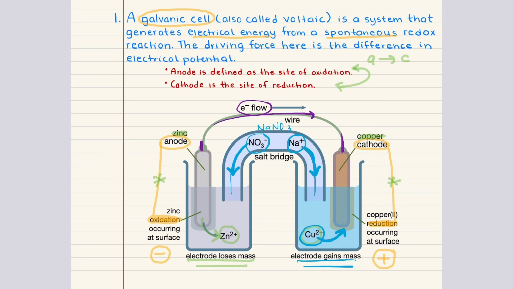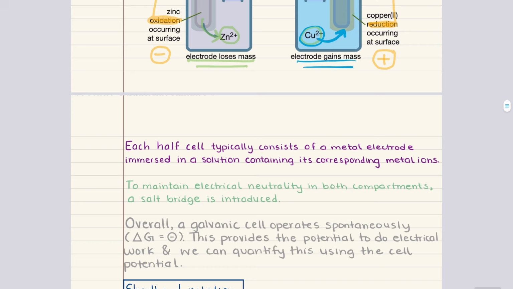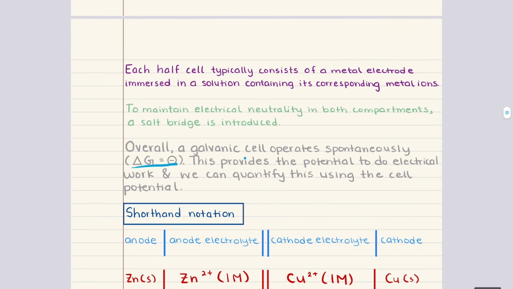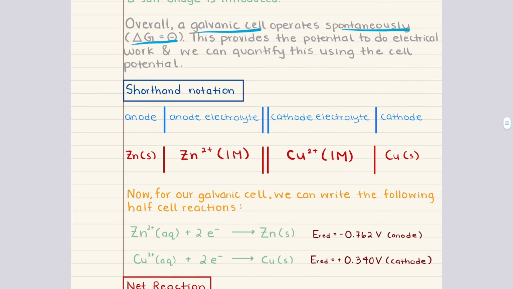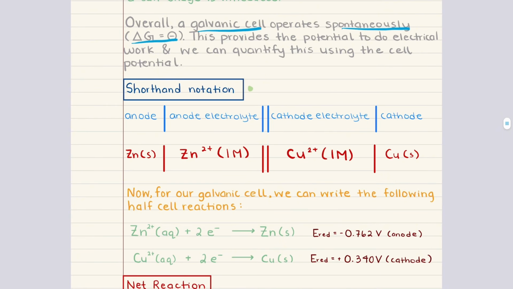Because the overall reaction in a galvanic cell is spontaneous, the Gibbs free energy change is going to be negative. Then, to describe a galvanic cell in a compact way, we often use a shorthand notation, which is going to list the anode to the left and the cathode to the right. So for this zinc copper cell, the notation is written as zinc solid, vertical bar, zinc 2+ in 1 molar solution, double vertical bar, copper 2+ in 1 molar solution, vertical bar, copper solid.